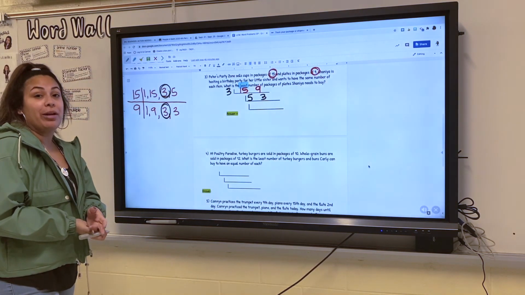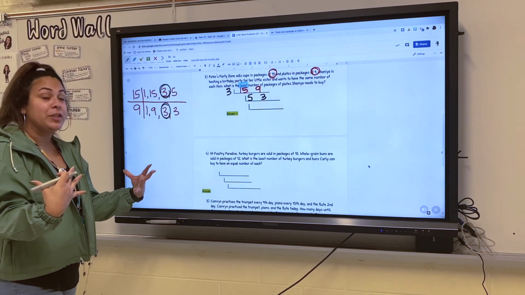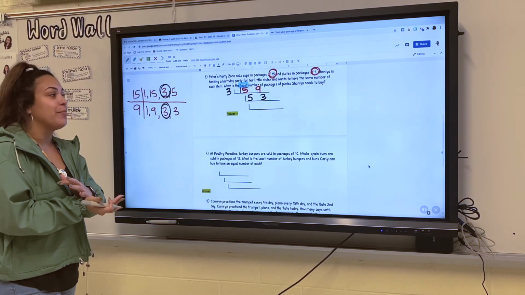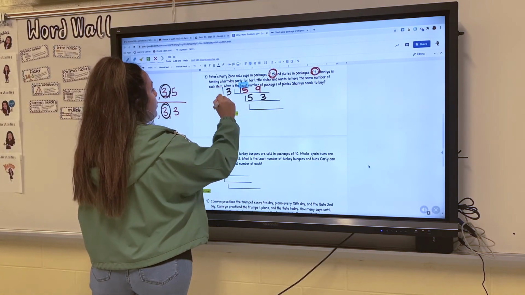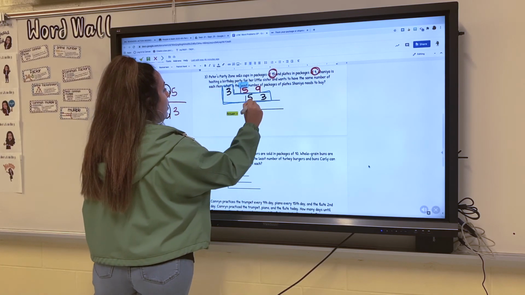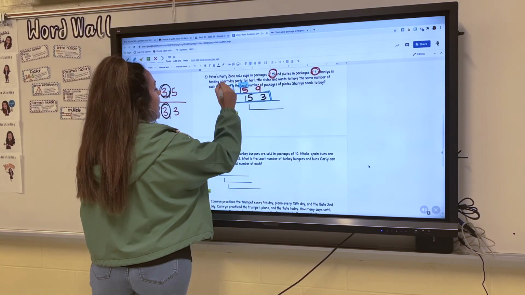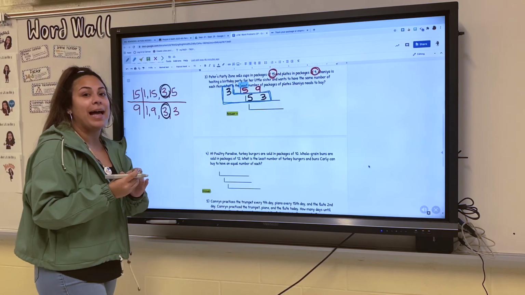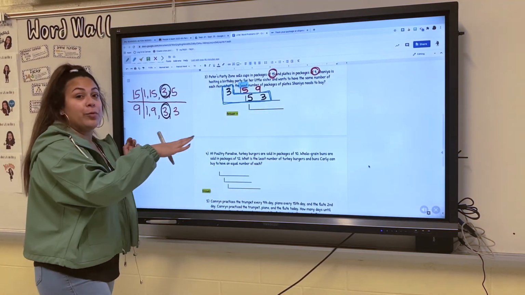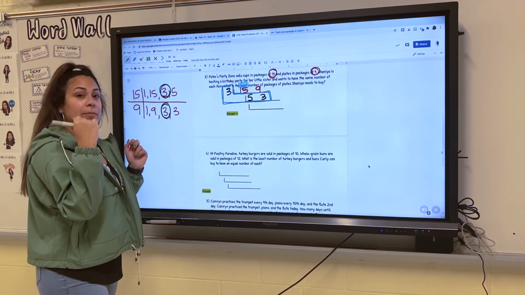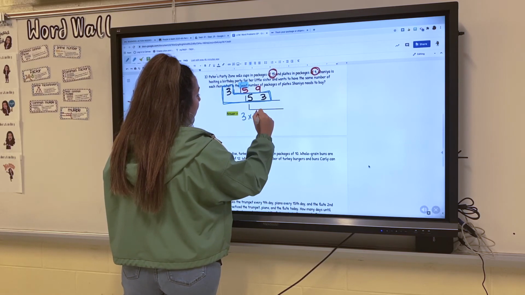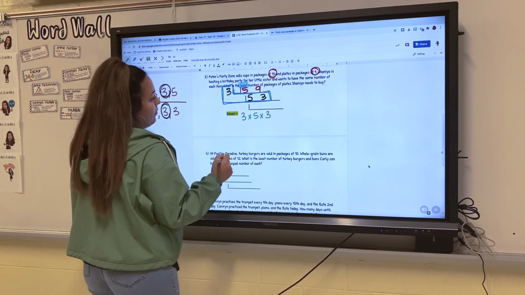Now, 5 and 3 are both prime numbers, so I know from here I'm done. I can't go any further. So I'm going to find my least common multiple by drawing an L around the numbers on the outside and the numbers in my last row. Now remember, here we multiply all of the numbers inside of the L. So I have 3 times 5 times 3.